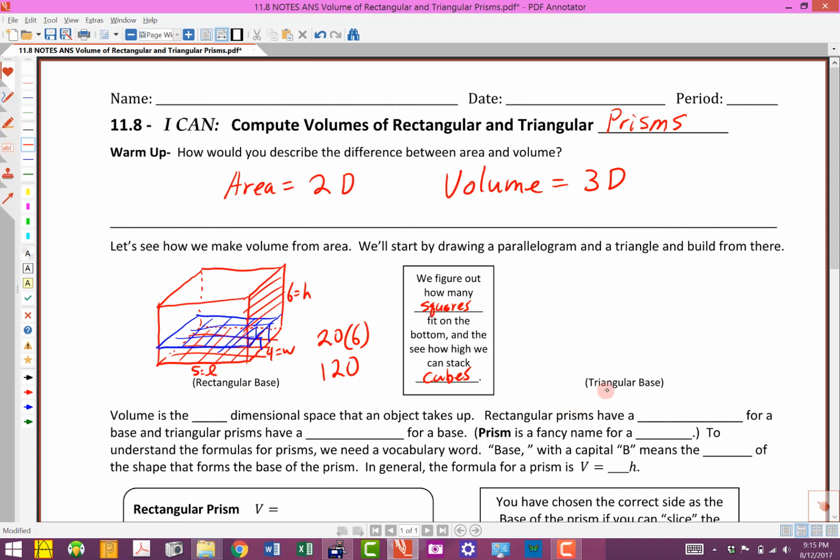Now if we do this with a triangular base to make what we call a triangular prism, and that's why we've got a rectangular prism here, and then we're going to do a triangular prism right here. So this is what we're going to do. We're going to start by drawing a triangle. So I'm going to draw a triangle like that. So go ahead and draw one on your paper.